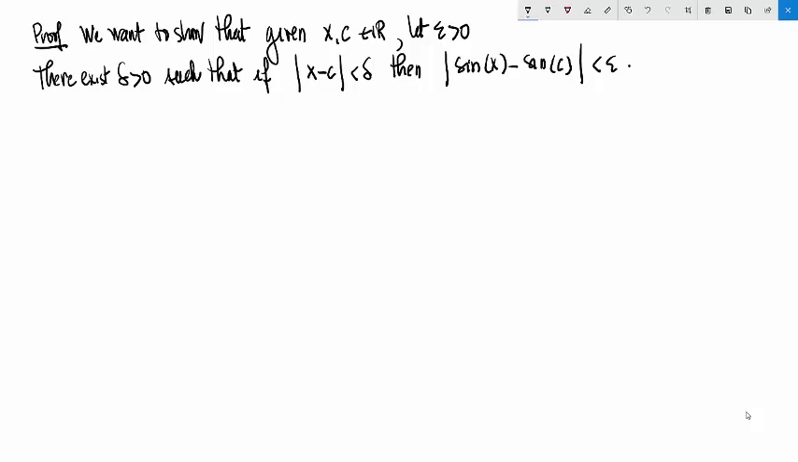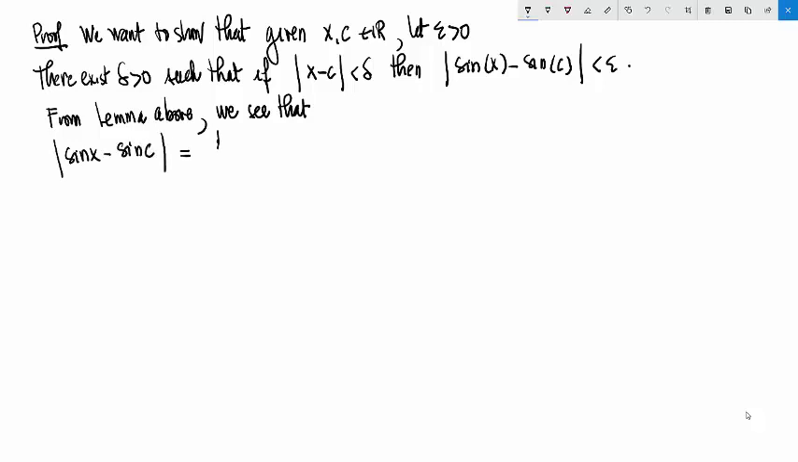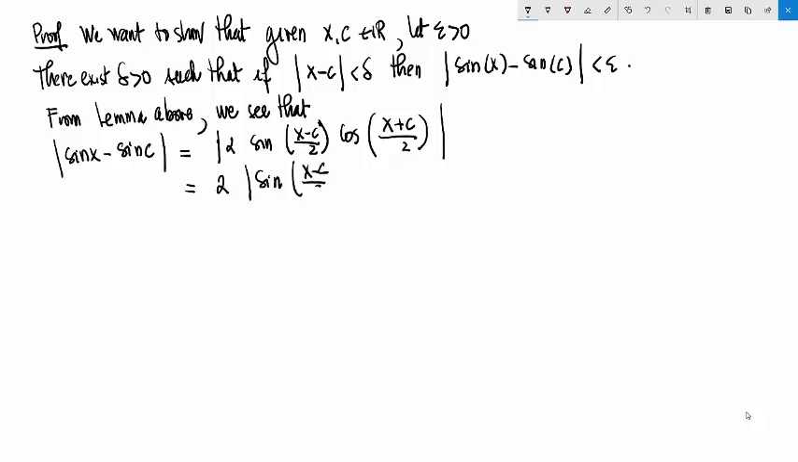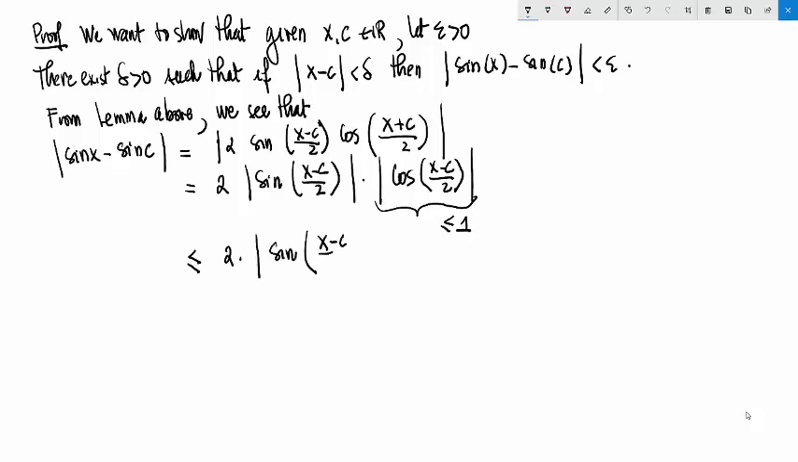Well, from our previous lemma, from the lemma above, we see that the absolute value of sine of x minus sine of c is going to be equal to the absolute value of 2 sine of x minus c over 2 times cosine of x plus c over 2, and this is 2 times the absolute value of sine of x minus c over 2 times the absolute value of cosine of x plus c over 2, and this thing here is always less or equal to 1, so this product will be less than or equal to 2 times the absolute value of sine of x minus c over 2.